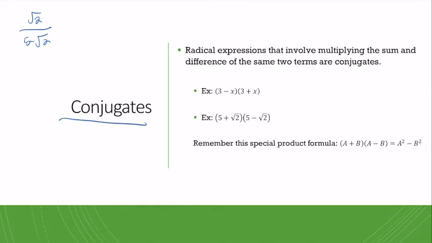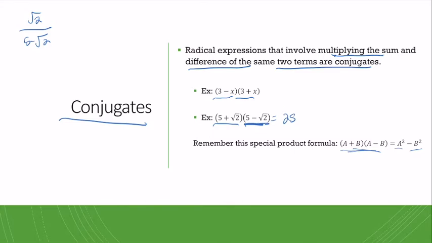Radical expressions that involve multiplying the sum and the difference of the same two terms are called conjugates. For example, if I have 3x minus x times 3x plus x, those are conjugates. If I have 5 plus the square root of 2 times 5 minus the square root of 2, these are conjugates as well. And when I multiply two conjugates together, I'm going to get a squared minus b squared. We've seen this before, but let me show you what happens in the case of radicals.